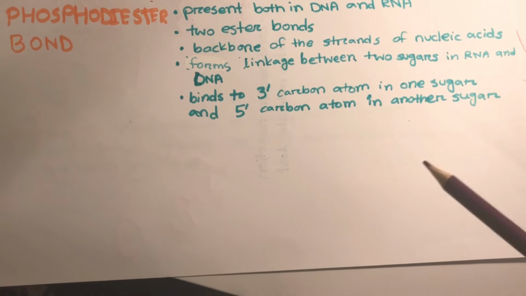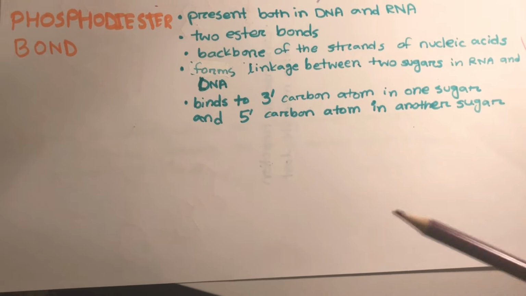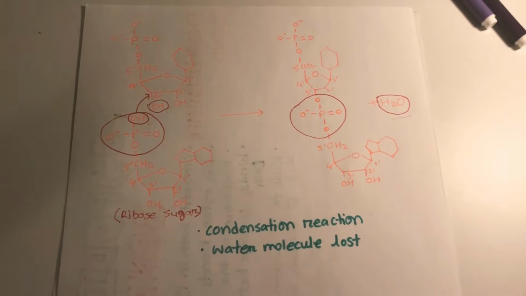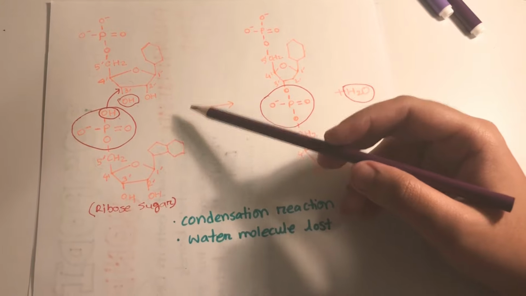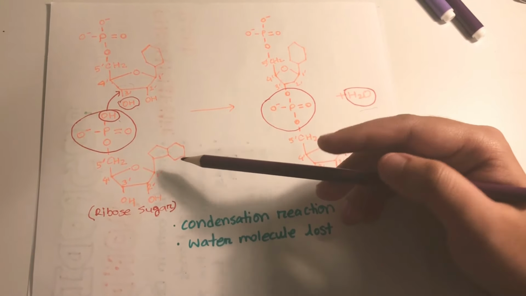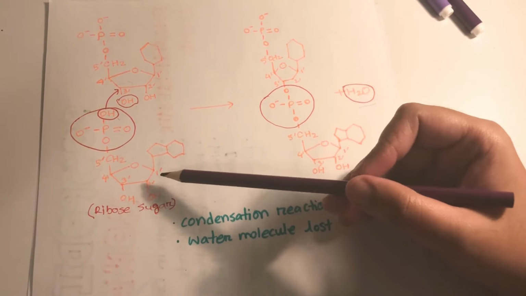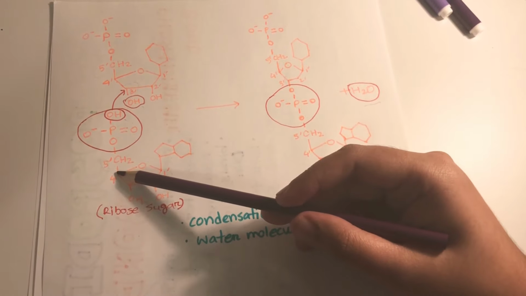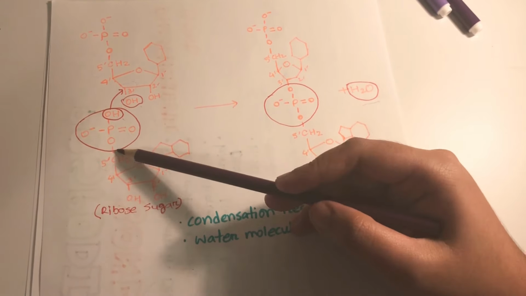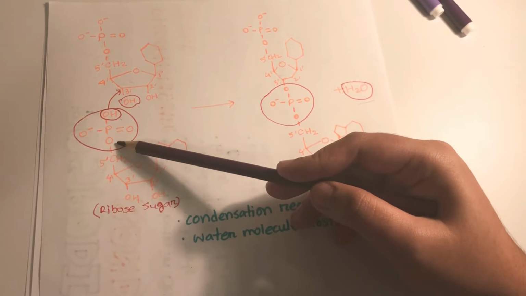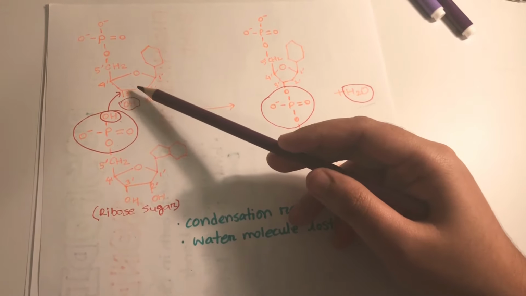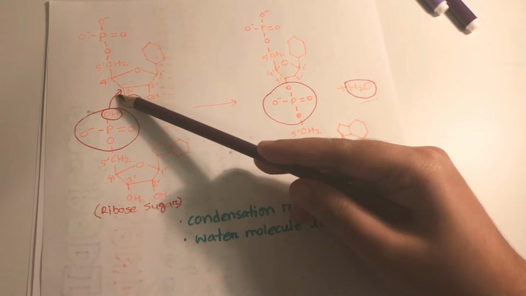So let's look at how this phosphodiester bond is formed. This is basically one single-stranded RNA structure formation, where we can see that in one nucleotide, at the fifth carbon position of the sugar, there is already one phosphate molecule present. So let's look at how this phosphate molecule will bind to another sugar in the third carbon position.